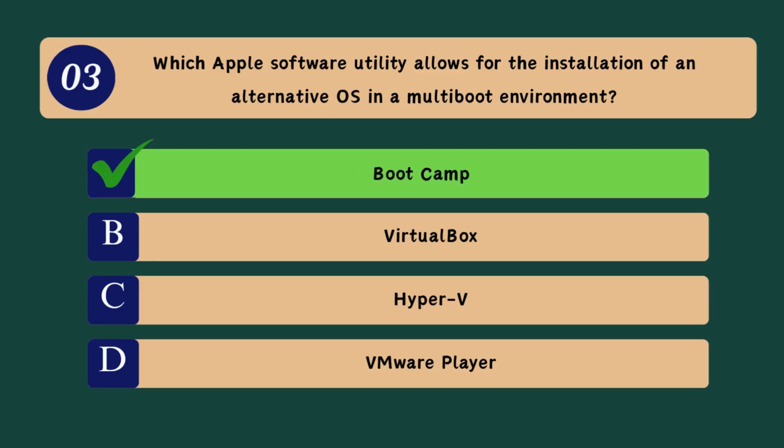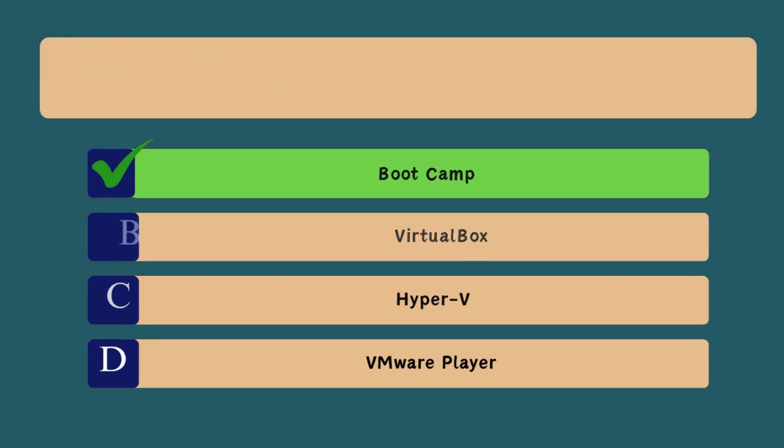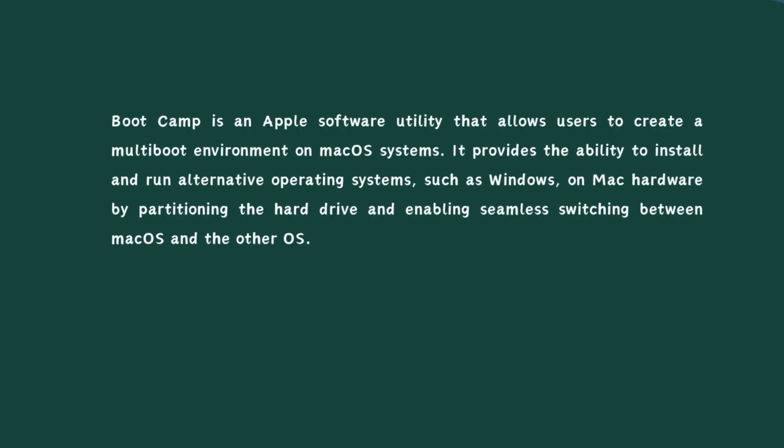Correct answer: A. Boot Camp. Boot Camp is an Apple software utility that allows users to create a multi-boot environment on macOS systems. It provides the ability to install and run alternative operating systems, such as Windows, on Mac hardware by partitioning the hard drive and enabling seamless switching between macOS and the other OS.